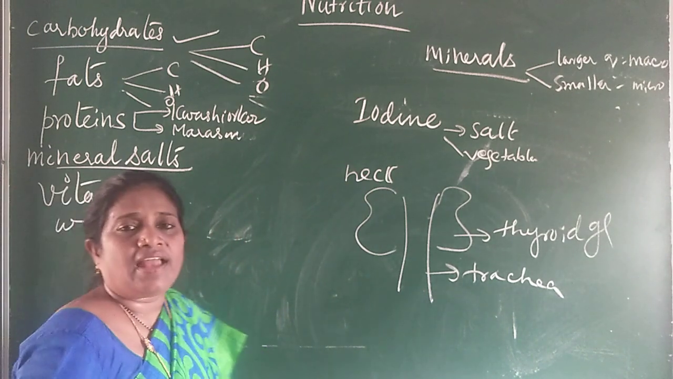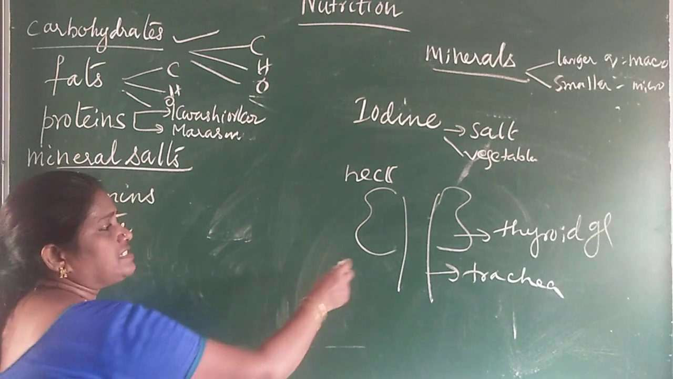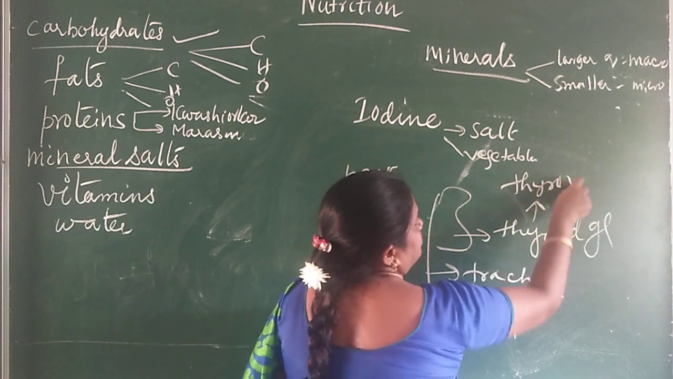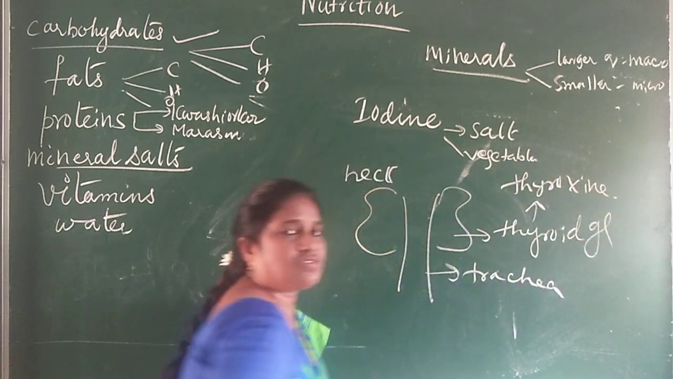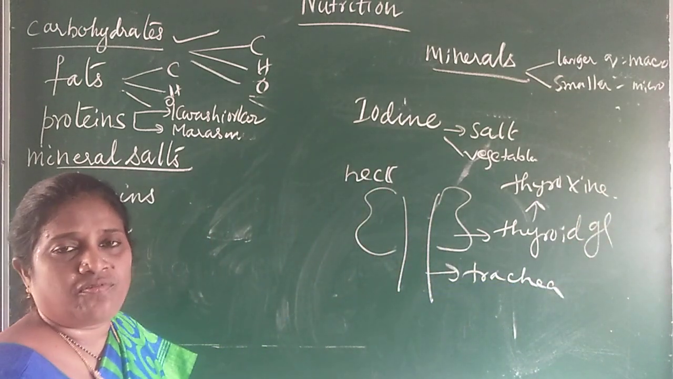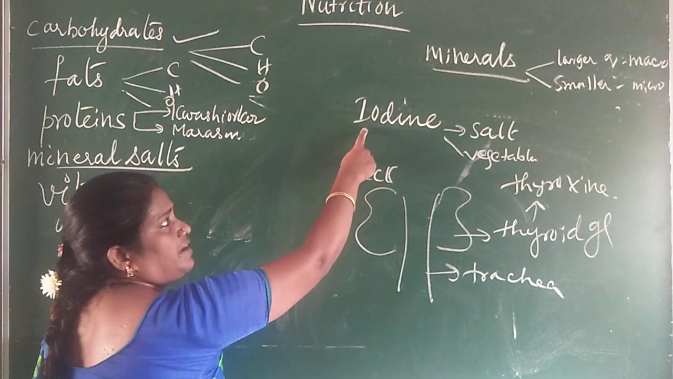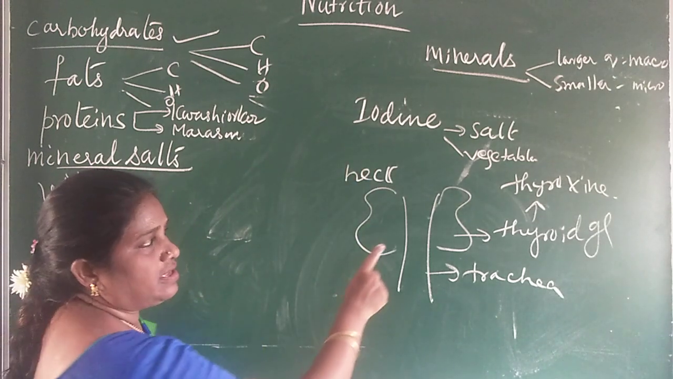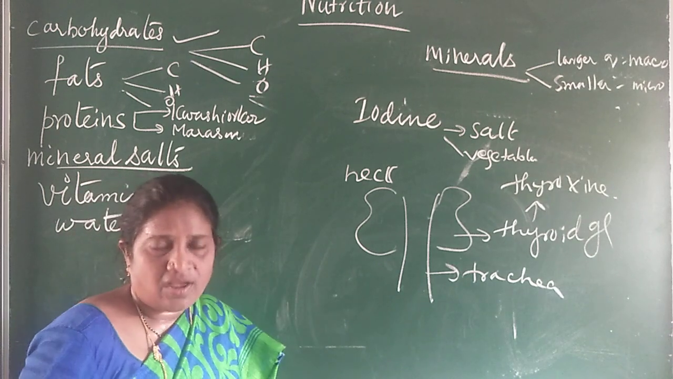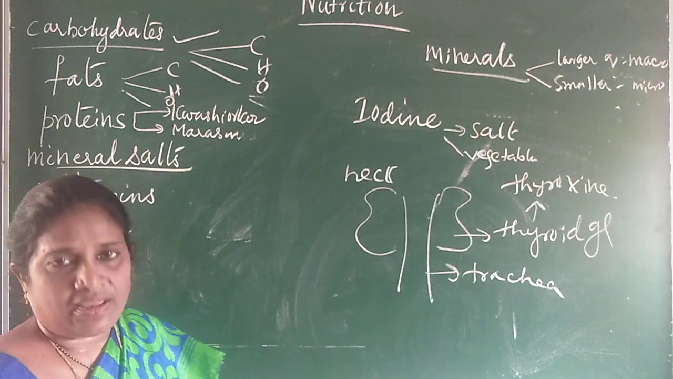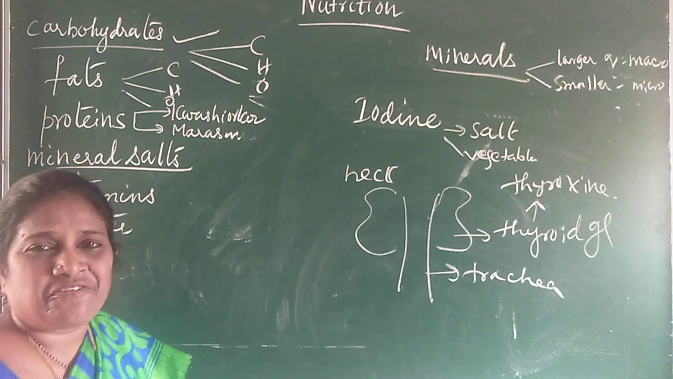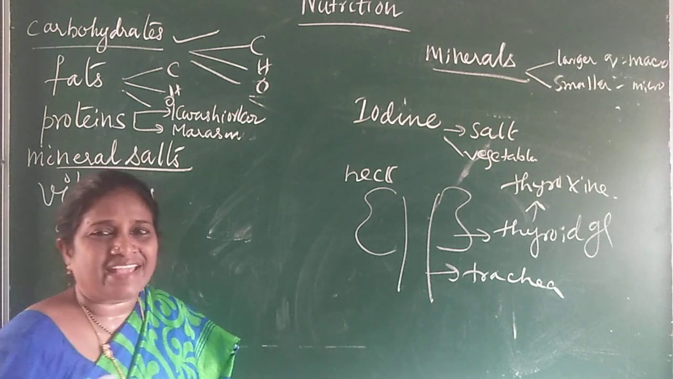This thyroid gland present in the neck region secretes a hormone called thyroxine. So, for the functioning of the thyroid gland, one needs iodine. Iodine is very important for the functioning of the thyroid gland, or for the secretion of thyroxine. Okay, children? And what happens if our diet is lacking iodine?